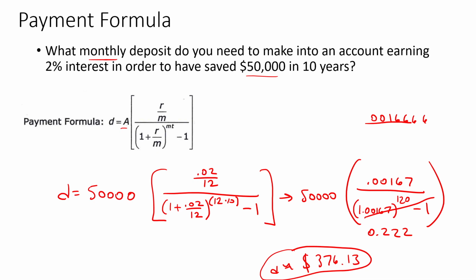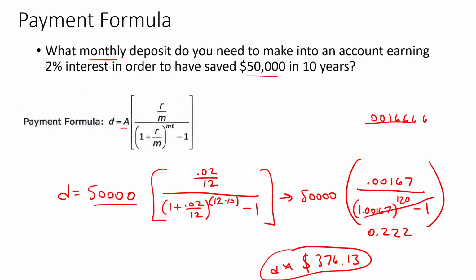Okay, so again, that is the monthly deposit I would need to make in order to end up with $50,000 at the end. So this time the answer should be small, right? It should be something in the hundreds because that's our monthly deposit.